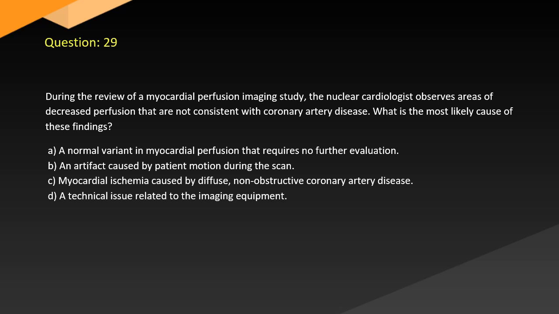Question 29. During the review of a myocardial perfusion imaging study, the nuclear cardiologist observes areas of decreased perfusion that are not consistent with coronary artery disease. What is the most likely cause of these findings? A. A normal variant in myocardial perfusion that requires no further evaluation. B. An artifact caused by patient motion during the scan. C. Myocardial ischemia caused by diffuse, non-obstructive coronary artery disease. D. A technical issue related to the imaging equipment.